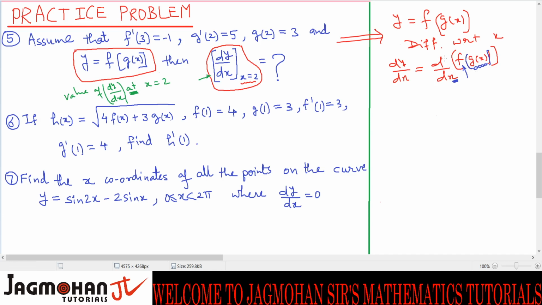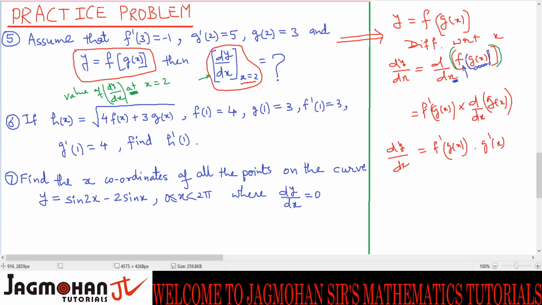So had this been f of x only, the derivative, that is d by dx of f of x, would have been f dash x. But here this is f of g of x, so it will be f dash g of x into d by dx of g of x. So finally it will be f dash g of x into g dash x. This is your dy by dx.